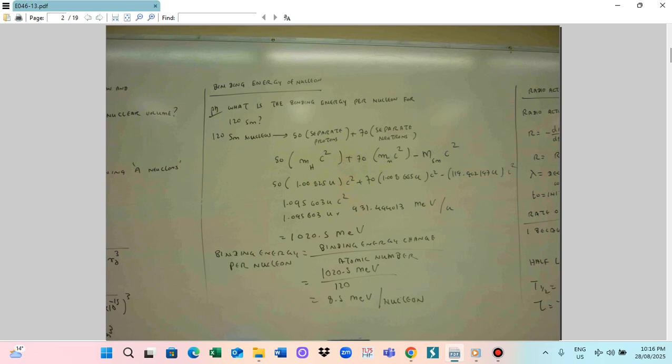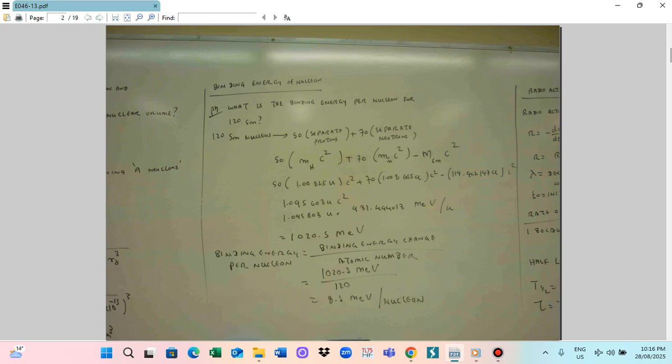So therefore we can write down here 50 into 1.007825 u into c square, plus 70 into 1.008665 u into c square, minus 119.902197 u c square. So by solving this one, what you get is 1.095603 u c square.